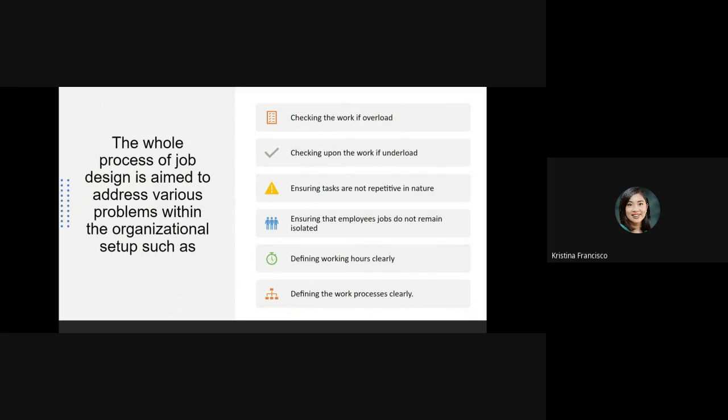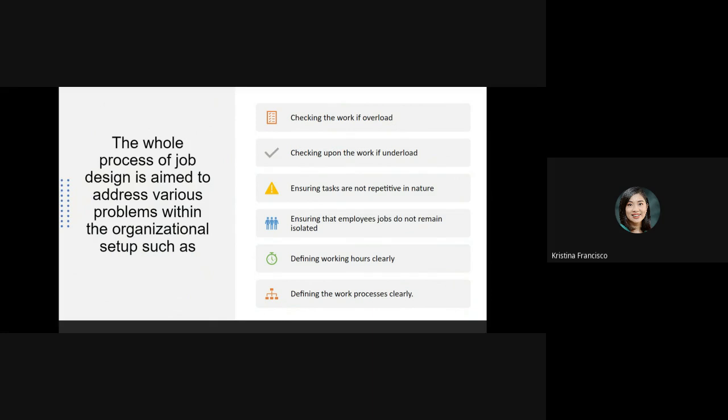So the whole process of job design is aimed to address various problems within organizational setups, such as checking the work for overload, checking the work for underload, ensuring tasks are not repetitive in nature, ensuring the employees' jobs do not remain isolated, defining working hours clearly, and defining the work processes clearly. So the above are factors that, if not taken care of, can result in job inefficiency and can cause stress and physical burden to the employees.